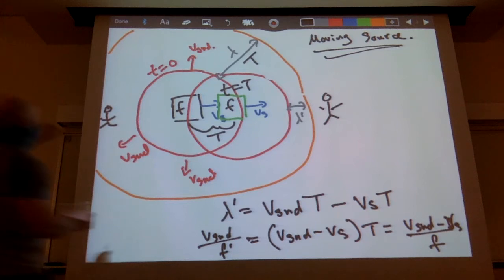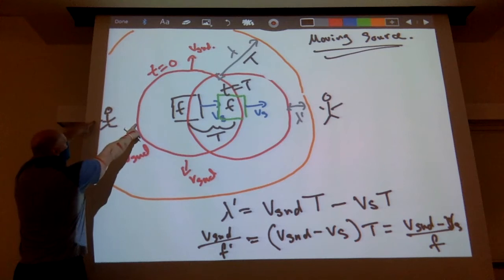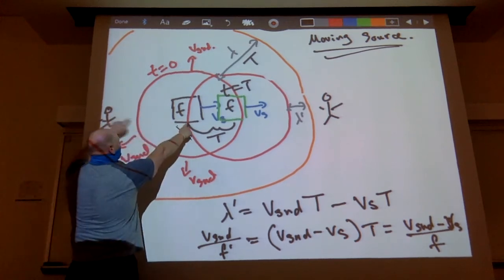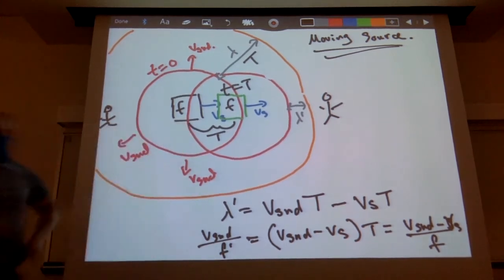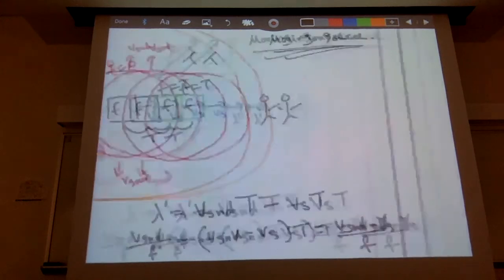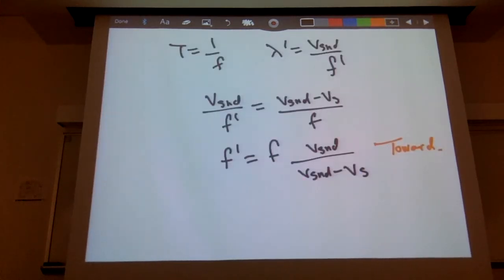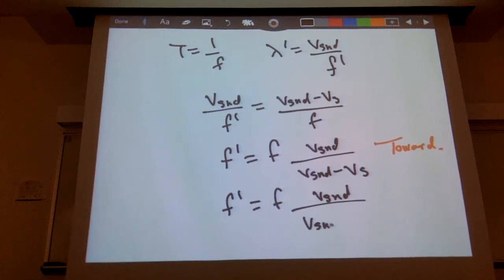So what happened in this case is I have this distance of the wavelength, but now I want the total distance, so it's going to be added to the distance of the car, which means that when the source is moving away, I get the apparent frequency that is the actual frequency times the speed of sound divided by the speed of sound plus the speed of the source. This is when it's moving away. Okay?